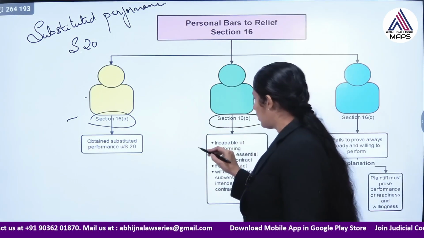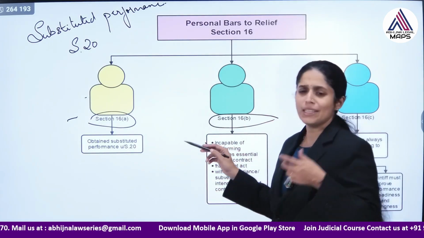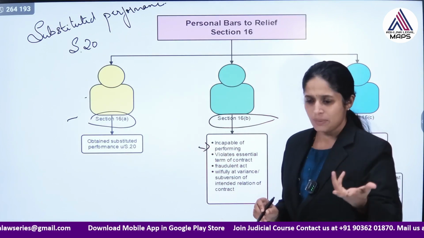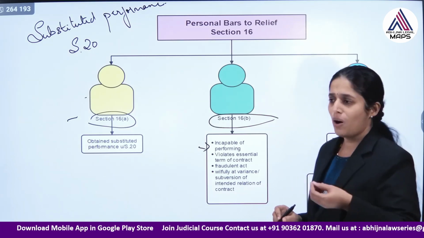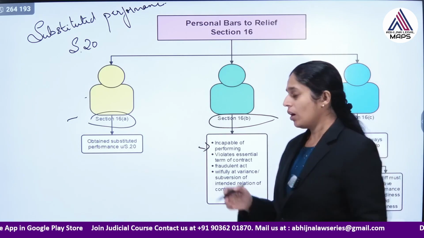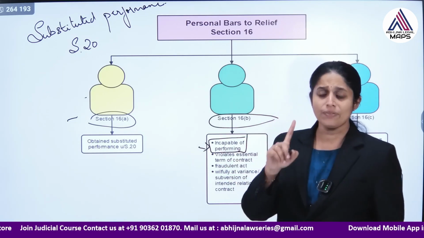We can say four categories here. The first person is one who has become incapable of performing. Incapacity may arise due to some accident or death, or maybe due to insanity or ill health. It could be for various reasons. So, incapable of performing is the first category.